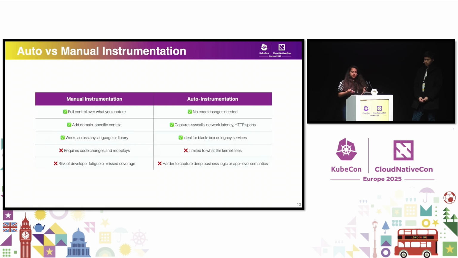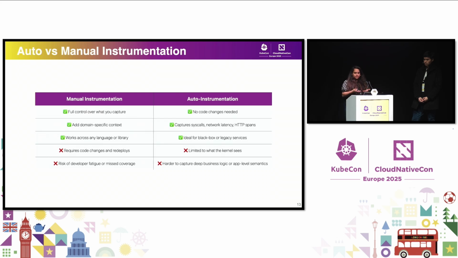So with auto-instrumentation, the advantage is that you don't need to do any code changes for your application. And it captures more low-level signals like syscalls or network latency requests like we saw. And it is ideal for black box scenarios.